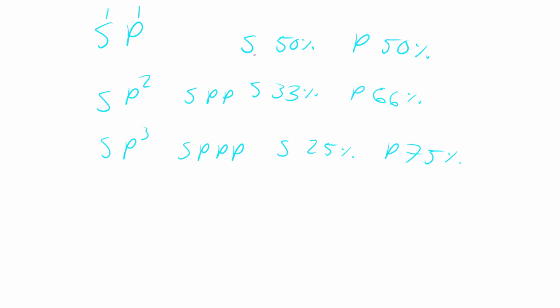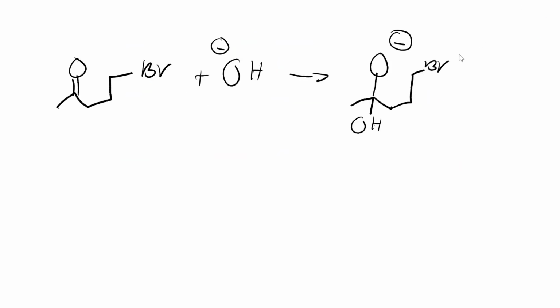Typically, the more S character you have, the more acidic you'll be. The more P character you have, the less acidic you'll be. So S would be like super acidic. That's what it stands for, like Superman. S, super. So the more S character you have, the more acidic you become.